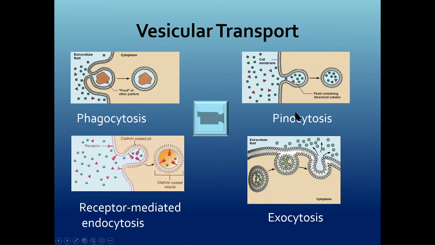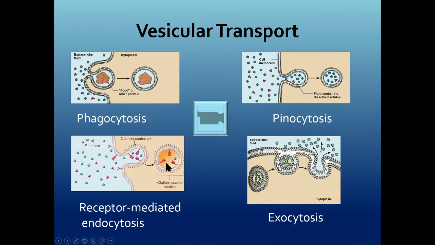Pinocytosis is when it's bringing in a fluid type of environment. So it's not a solid, it's a fluid. But remember, it's not pure water. It's got things dissolved in it. So that's pinocytosis. Same process. They're both bringing things into the cell, either big things or large quantities of things. Pino is bringing fluids in. Phago is bringing food in.